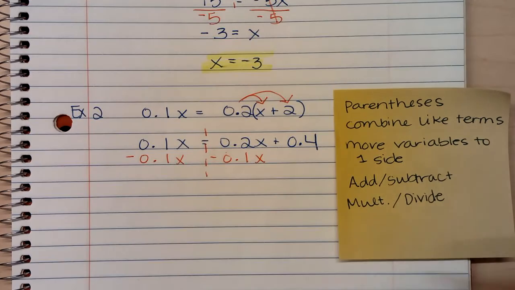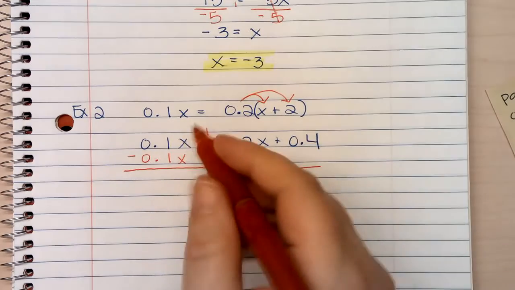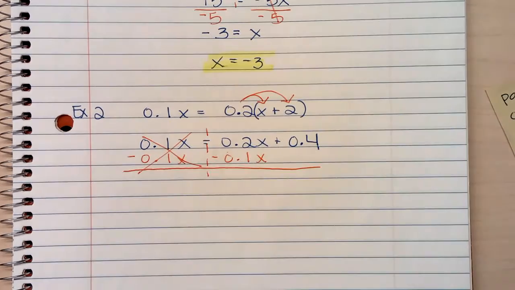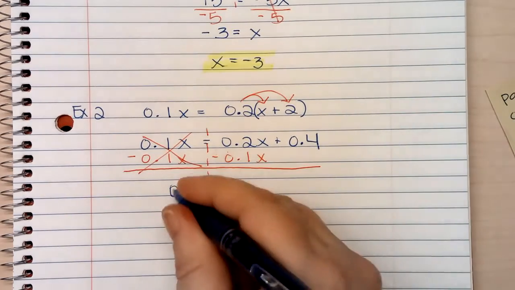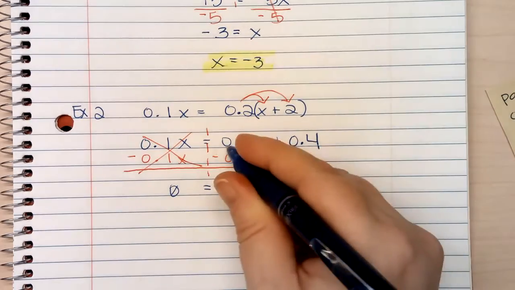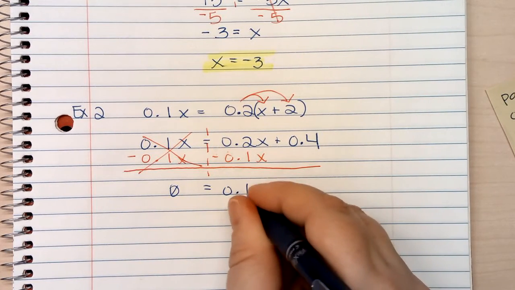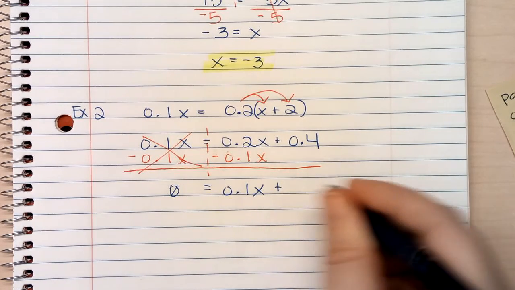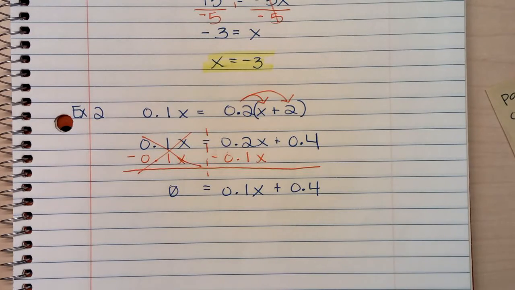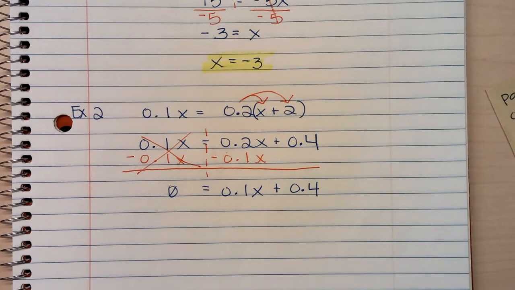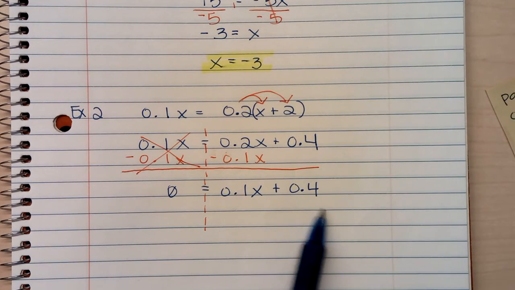Okay, when I subtract that from each side, I know that this side goes away completely, which means I'm left with 0 equals 0.2x minus 0.1x is going to be 0.1x plus 0.4. All right. Remember, I'm still trying to solve for this x. I'm going to peel away the layers here.